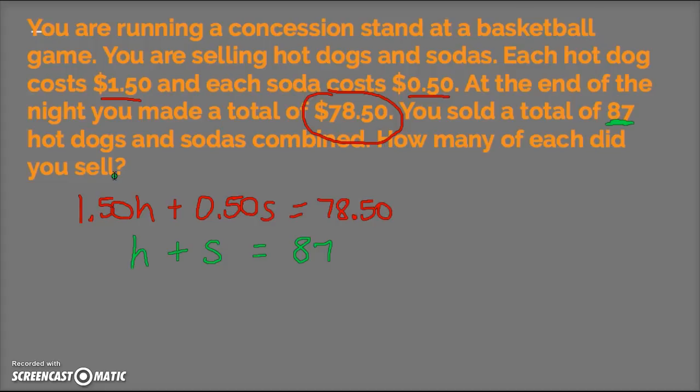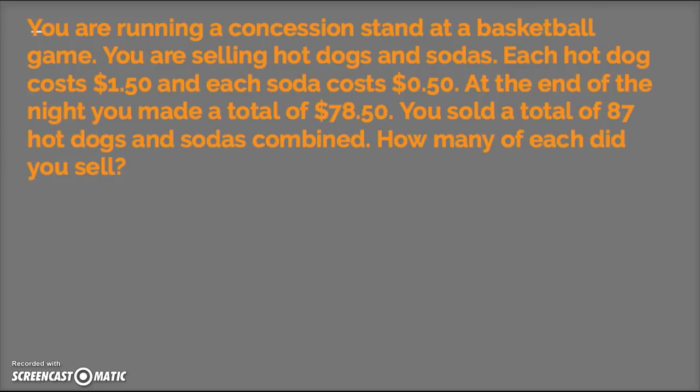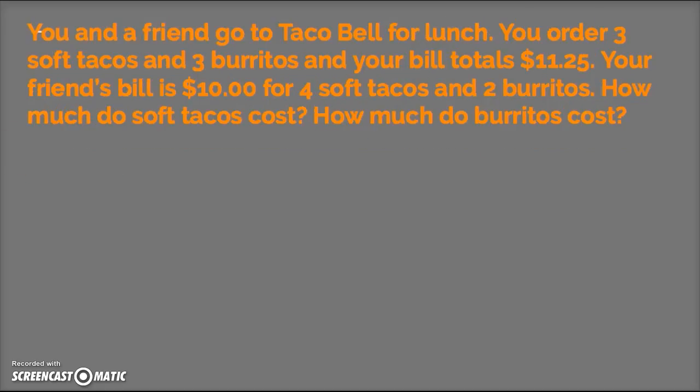Okay, moving on to the next one. It says you and a friend go to Taco Bell for lunch. You order 3 soft tacos and 3 burritos, and your bill totals $11.25. Your friend's bill is $10 for 4 soft tacos and 2 burritos. How much do soft tacos cost and how much do burritos cost?